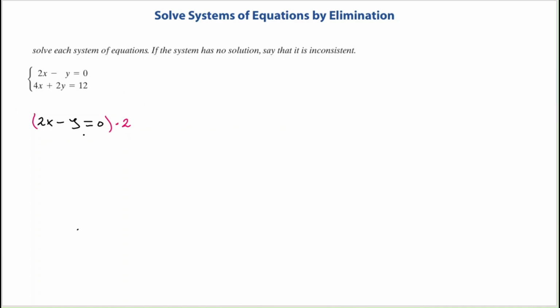So we multiply this equation by positive 2. 2 times 2x will be 4x, 2 times negative y is going to be negative 2y, and 2 times 0 is 0. So my first equation now becomes 4x minus 2y equals 0. I will call this equation 3, because it was an equation that I got after making a transformation to equation 1. So adding 2 and 3.